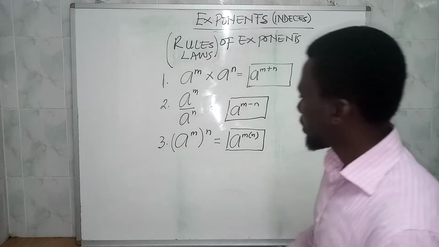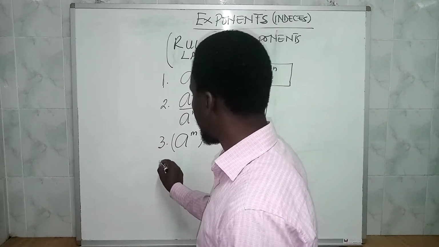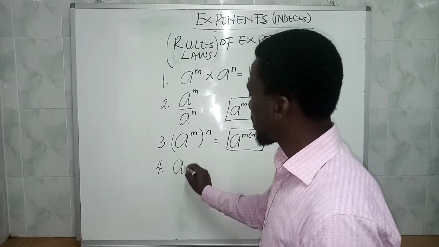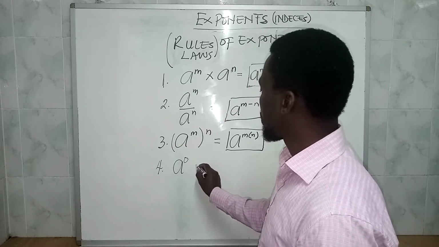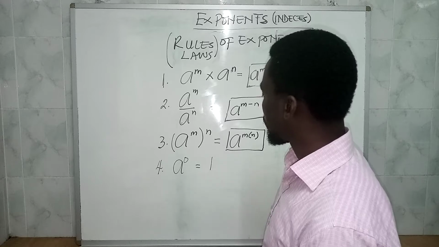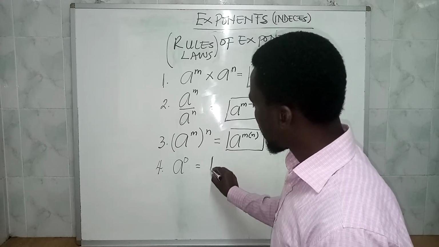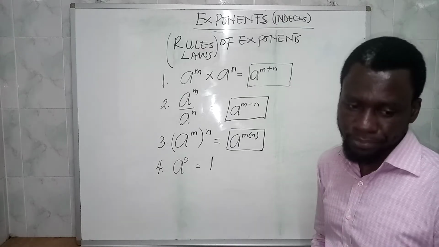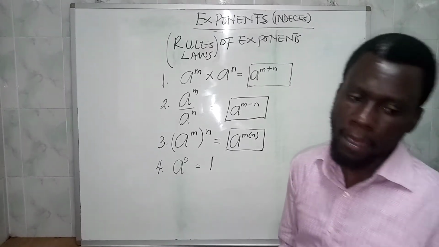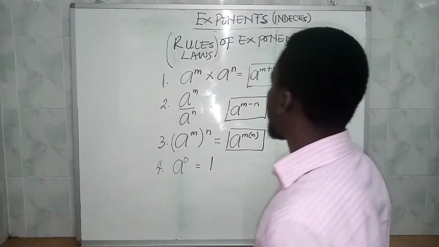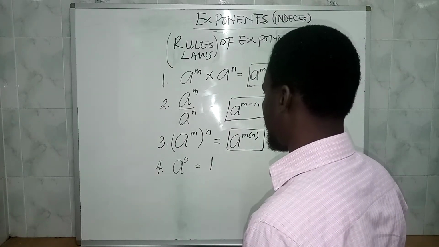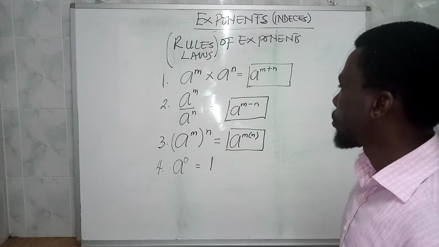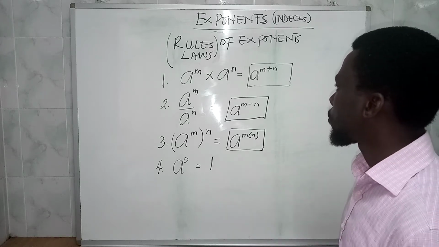Okay, now let's look at the fourth one here. If we have a raised to the power 0, then the answer is equal to 1. So any number raised to the power 0 is equal to 1. And then again, yes, we can limit ourselves to this one for now.